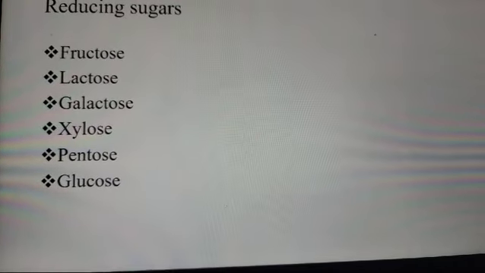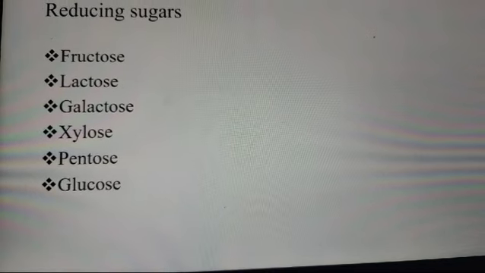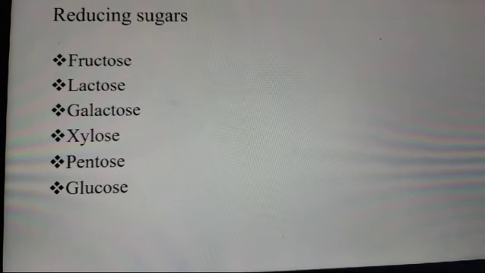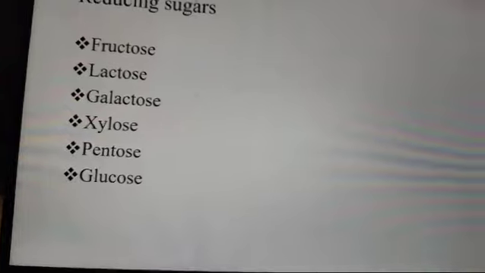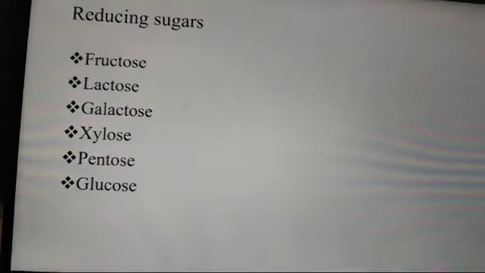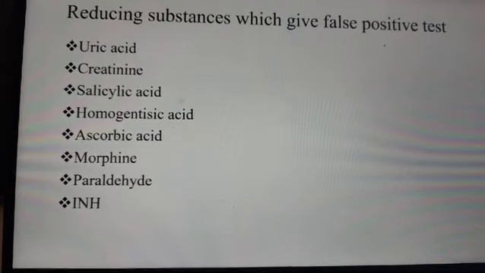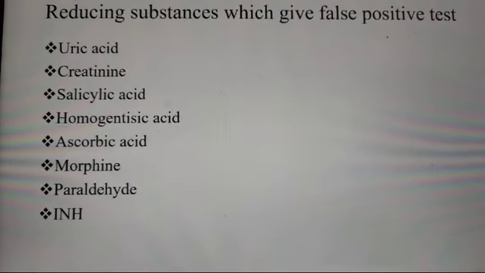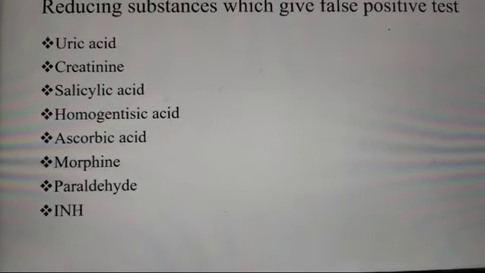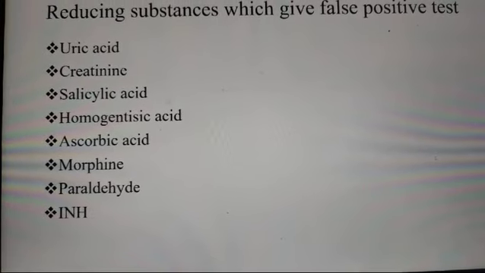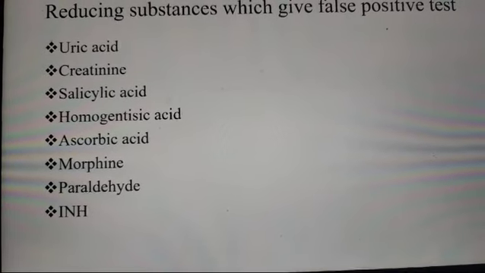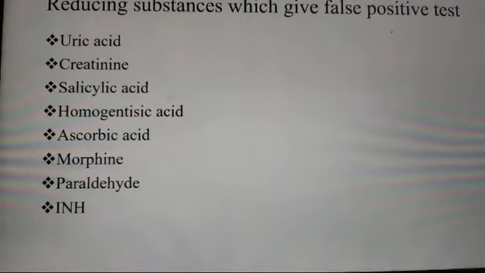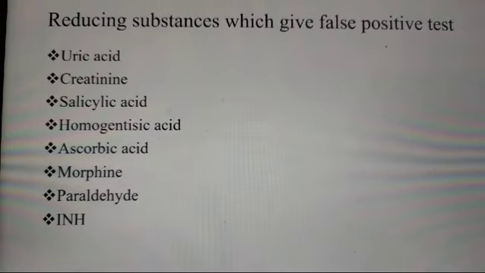What are the other reducing sugars which give you a positive test with Benedict's is the next frequently asked question. The answer will be fructose, lactose, galactose, xylose, pentose, apart from glucose. Sucrose is a non-reducing sugar which will give you a negative test. Next, the examiner will ask you, what are the reducing substances which give a false positive test? Uric acid, creatinine, salicylic acid, homogentisic acid, ascorbic acid, morphine, paraldehyde and INH, a drug. These give a false positive test. This is also again a frequently asked question.